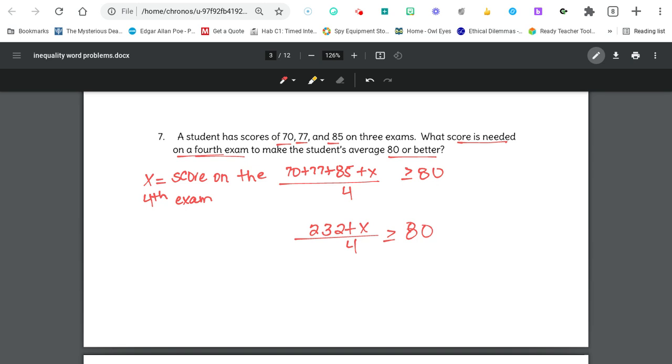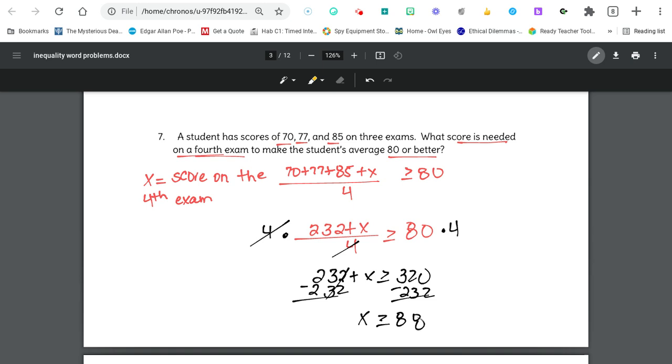You all should be used to this. Just multiply both sides by 4 because that bar goes all the way across. These are going to cancel. So 232 plus x is greater than or equal to 320. Subtract 232. So x is greater than or equal to 320 minus 232, which is 88. So if the student wants an 80 or better, on the fourth exam they better make at least an 88.